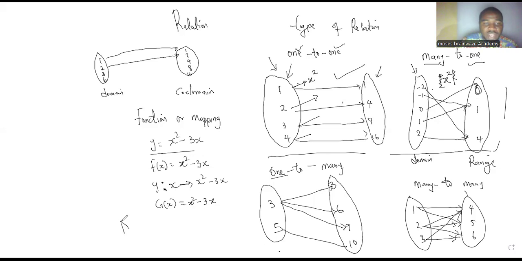So the domain is clearly where your values are taken from. Then the codomain is the image, right? In the codomain, we have the image of each element here. The codomain is also called the range. So this is a brief on functions.